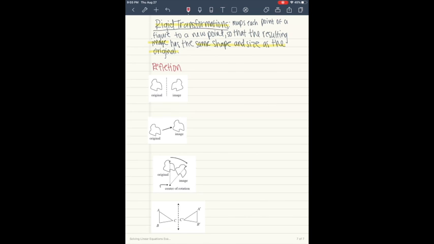So this is a rigid transformation. A reflection is flipping something or mirroring. So here is my original shape, and then I have flipped it over this line, and this is my image, the resulting shape after I've flipped it. So this line is the line of reflection.